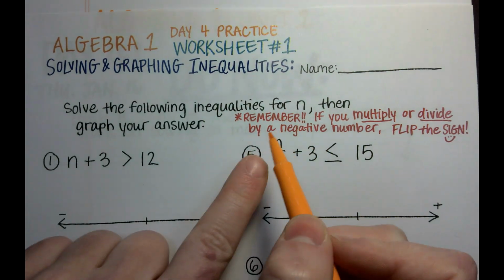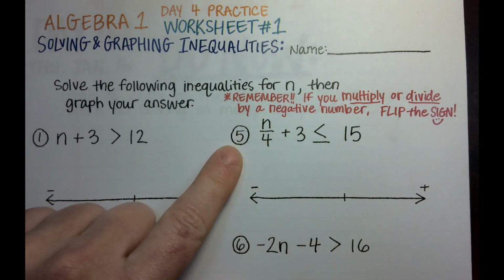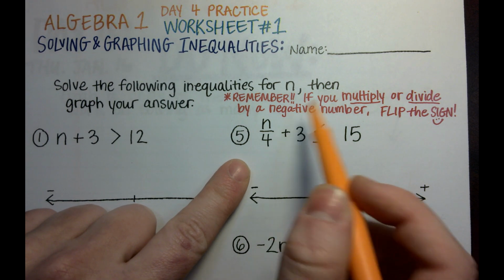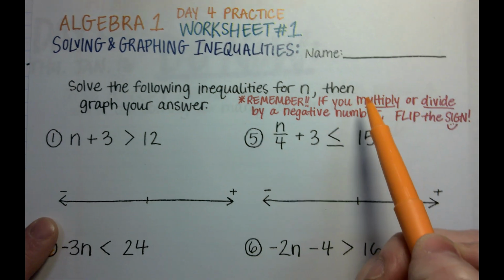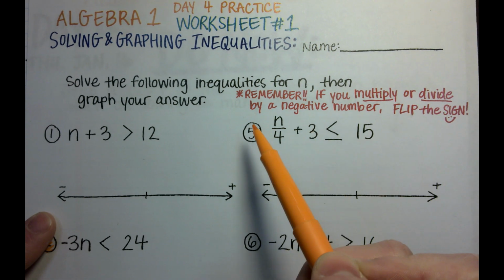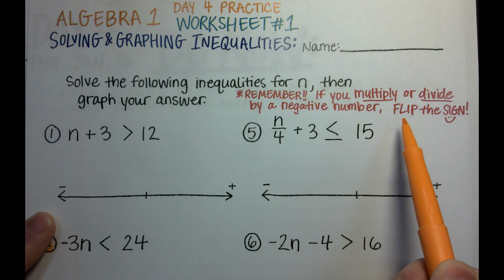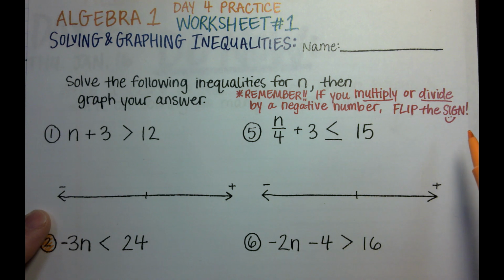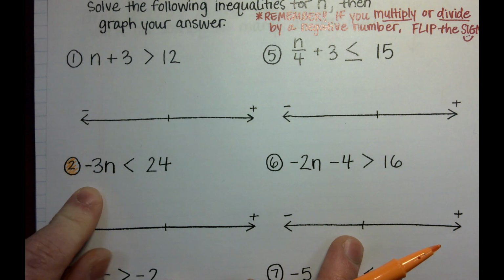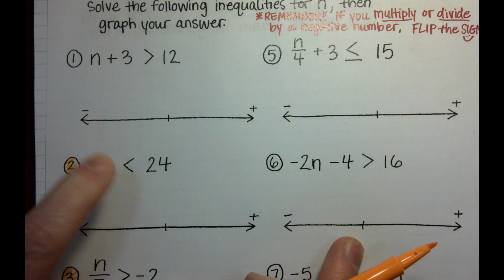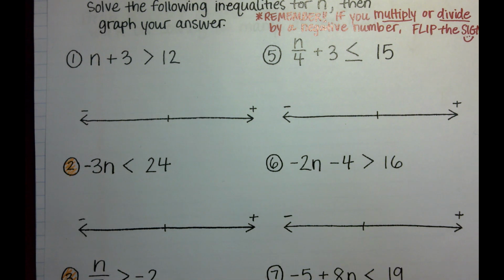So I made a little note at the top of this worksheet, and I said, remember, if at any point during your problem you have to multiply or divide by a negative number, we're going to be flipping the sign. So I think I would actually like for us to start with number 2 because we will be dividing by a negative. Let's start with an example of what that looks like.